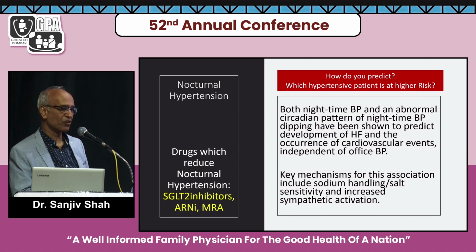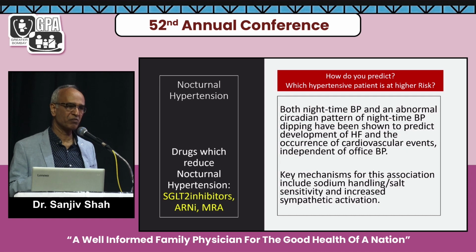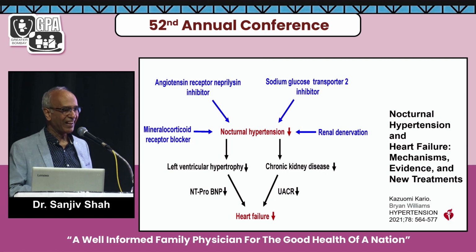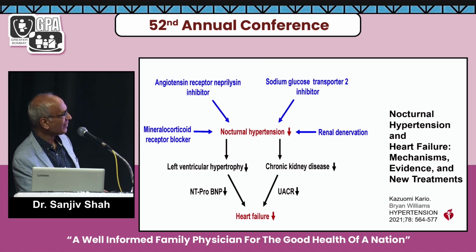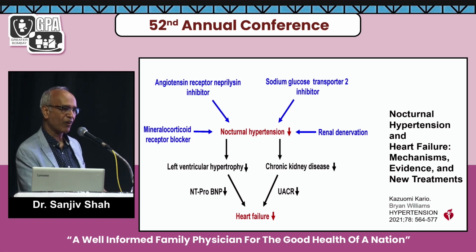The key mechanisms are salt sensitivity and increased sympathetic activation, but the intervention drugs are ARNI, SGLT2 inhibitor, and mineralocorticoid receptor antagonist. The simplest and oldest is spironolactone, which is currently recommended in resistant hypertension, but eplerenone and the newer one, finerenone, have become more popular. These are the 4 drugs: MRA, ARNI, SGLT2 inhibitor, and renal denervation. All of them reduce nocturnal hypertension, LV hypertrophy, and improve renal function. Thereby, these are the 2 markers of 2 different organ functions. This is cardiac, proBNP, which is a marker of myocardial stretch, and this is kidney disease.